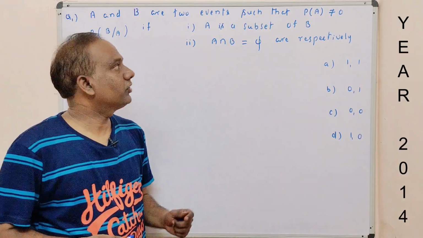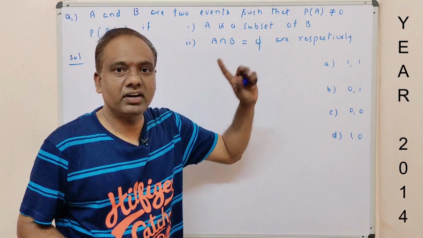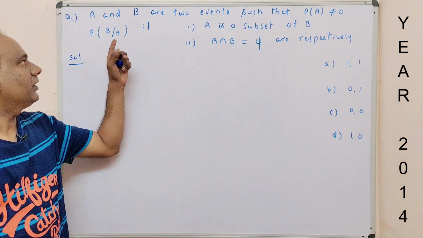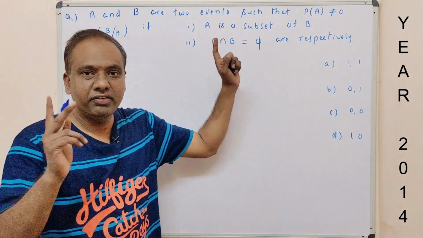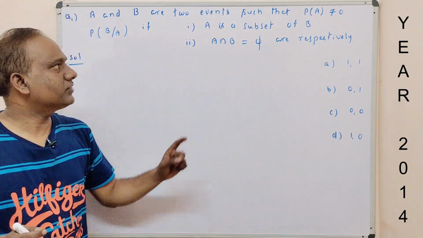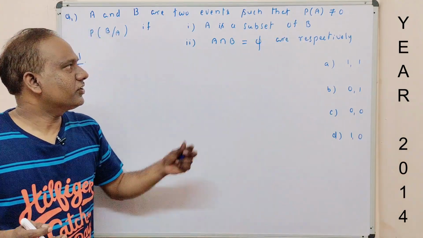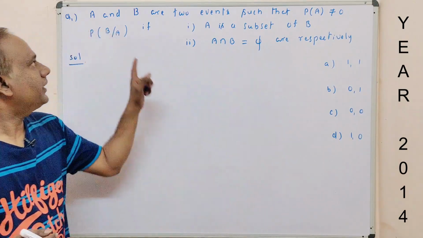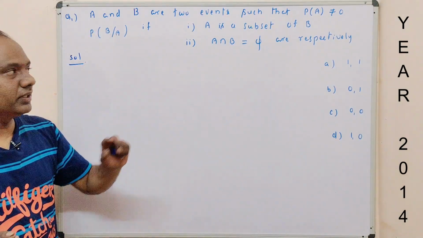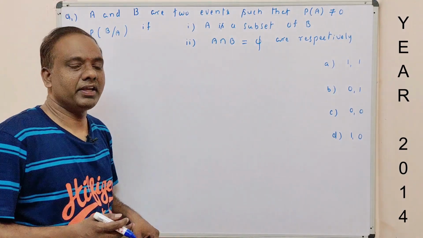So let's step into the question. Here P of E is not equal to 0, and we calculate P of B given A. They have given two conditions. The first condition is A is a subset of set B, and the second condition is A intersection B is equal to the empty set. Then what is P of B given A? With these two conditions we can calculate the value of P of B given A.